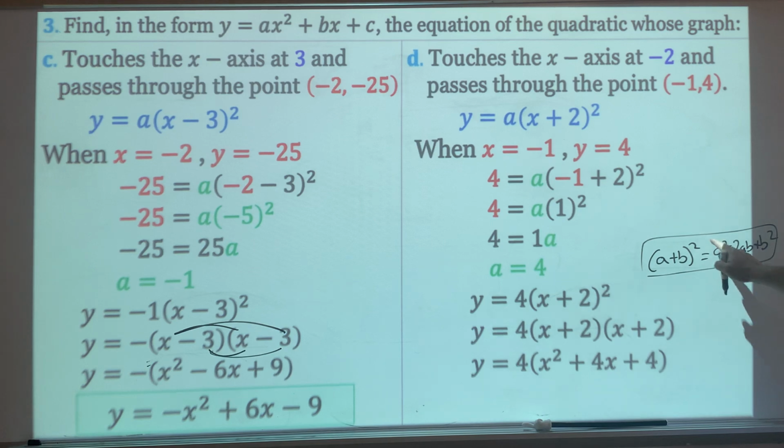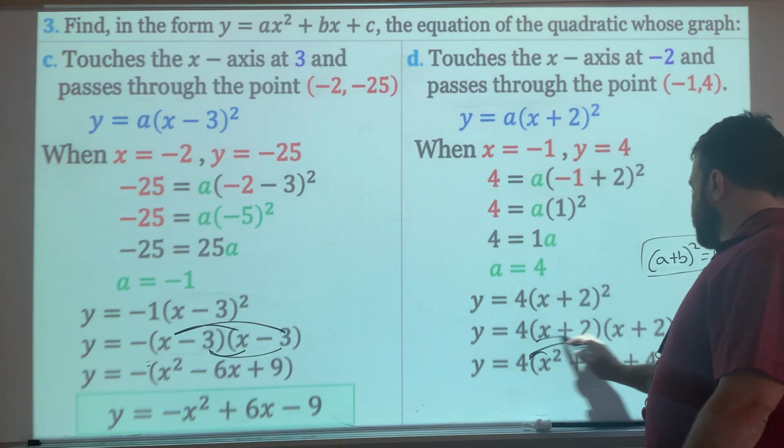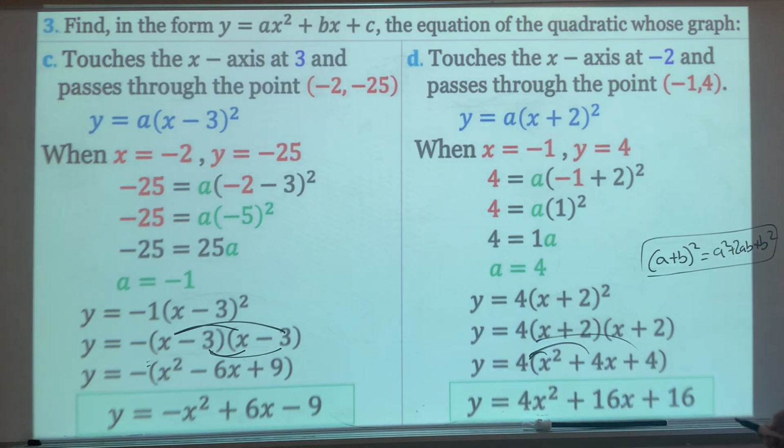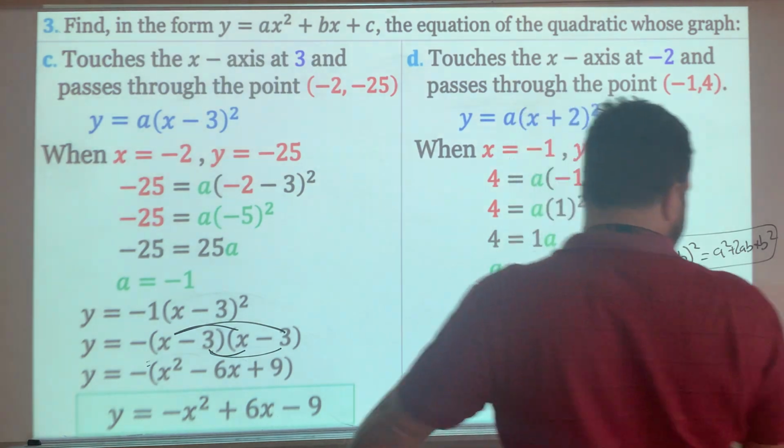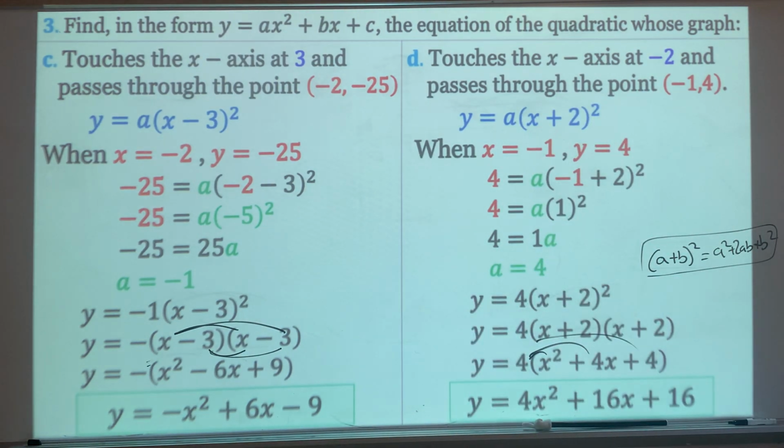You don't have to. This is how I usually do it. You can always expand and do it. That is up to you. Anyway, we're going to distribute the 4, and you get 4x squared plus 16x plus 16. That's C and D.